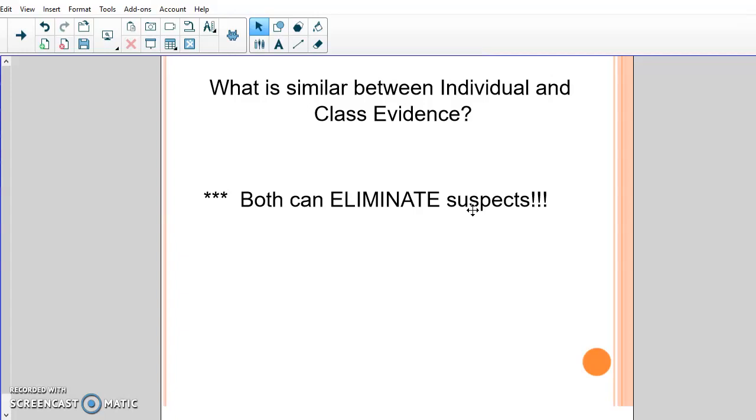If I find type B blood at my crime scene and I pick up my suspect and they have type A blood, I know that they're not the person that was there and they're eliminated from my crime scene list. So the important thing that both individual and class evidence do together is that they can eliminate suspects from your crime scene list.